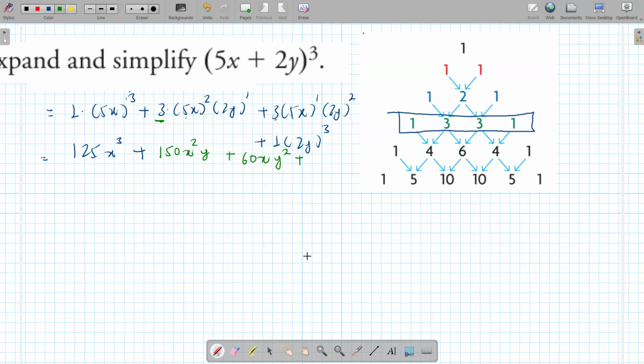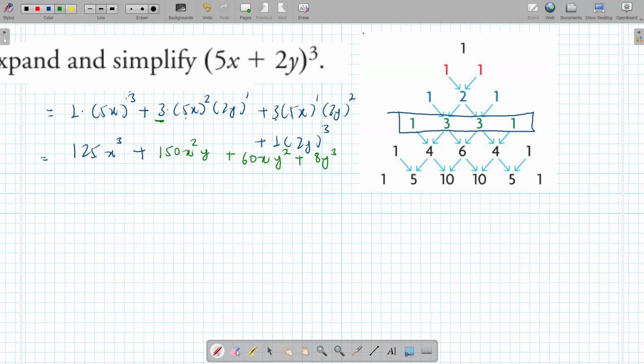And what's our last term when we expand it? It's 8y to the power of 3. Correct. And you're done. Cool?